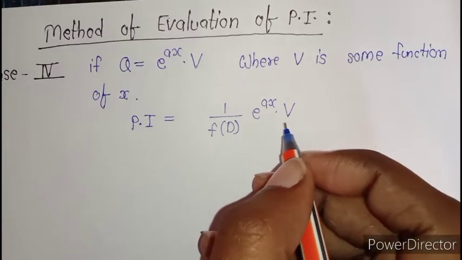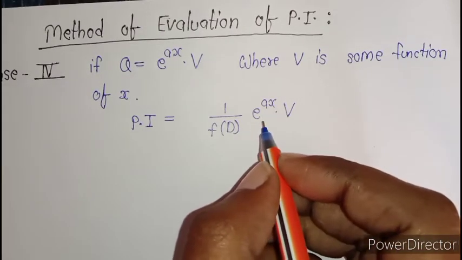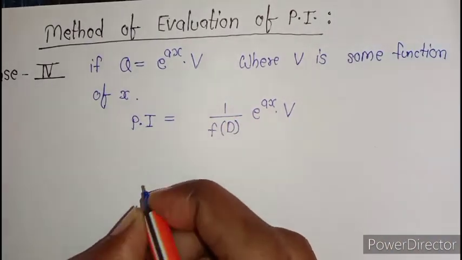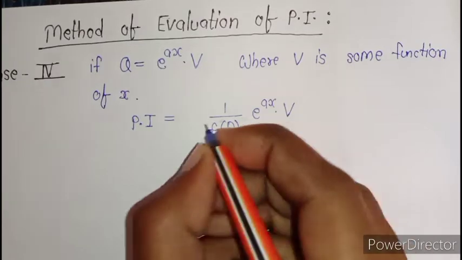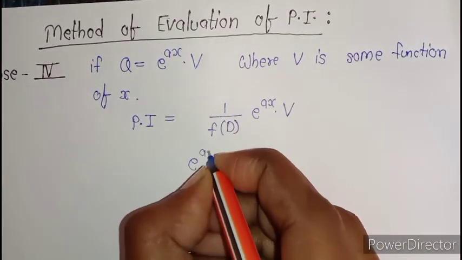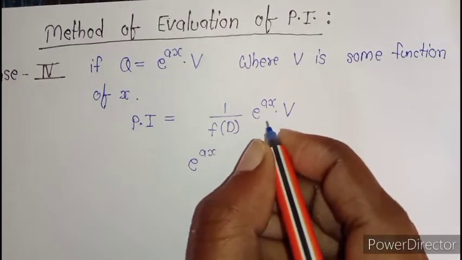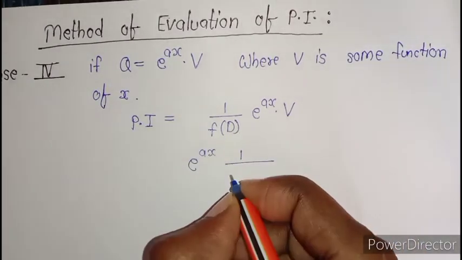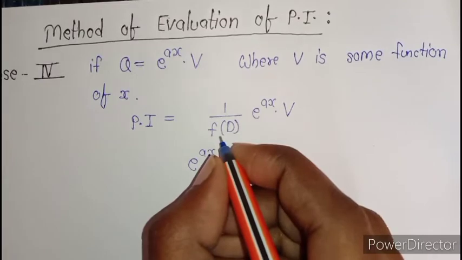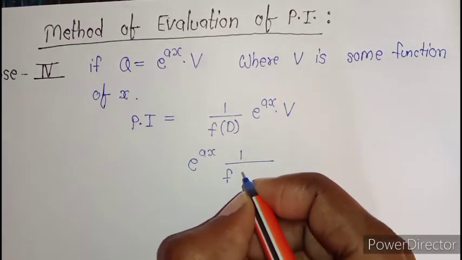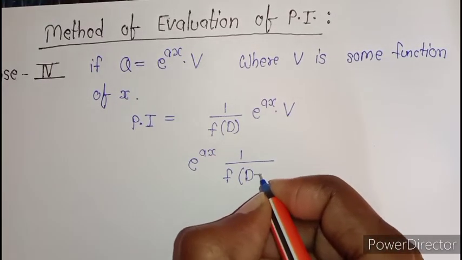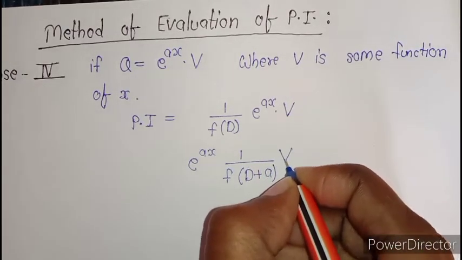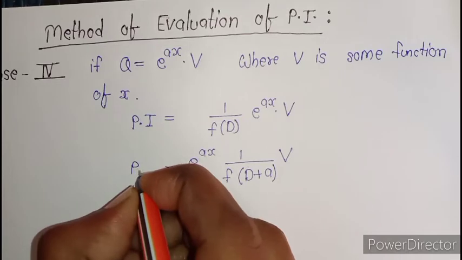If it is present in the product with e raised to power ax, then we use this method to find the PI. So we will take e raised to power ax outside to find the PI. And as we take e raised to power ax outside, this function is a function of D. So in this function, each D will be replaced by D plus a. We will see this through some examples. So this is our PI.